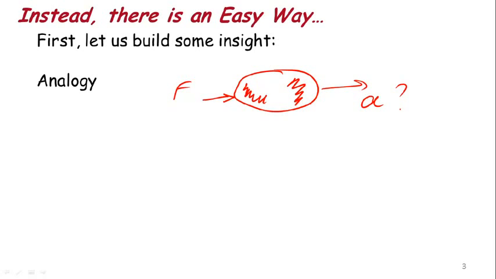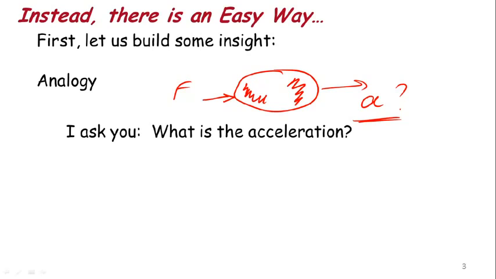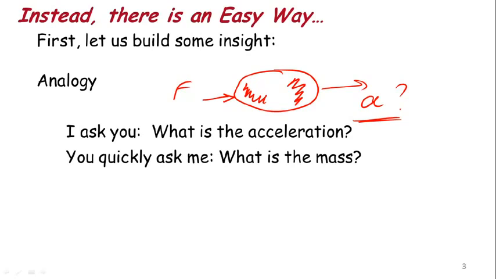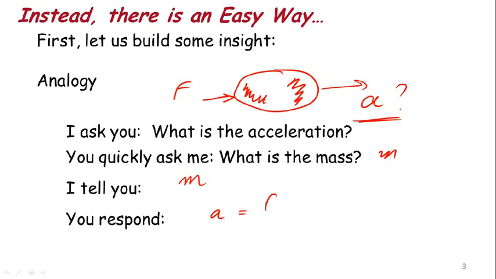Okay, so let me proceed here. I've applied a force F, and I've asked you the question: what is the acceleration? Now, the answer here is pretty simple. Given that you've taken physics, mechanics, and so on, you would very quickly ask me what the mass of the object, m, is, and I would tell you the mass of the object is m. Then you would respond that the acceleration is given by the force divided by the mass of the object.